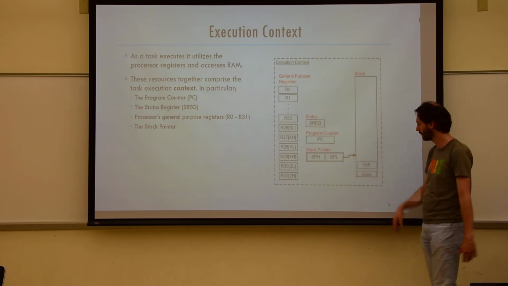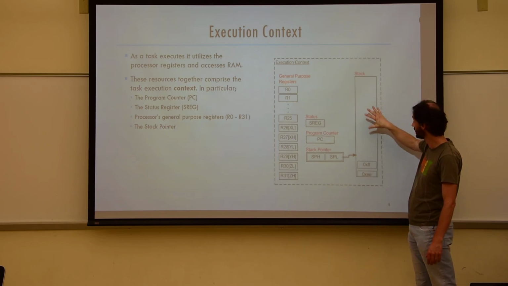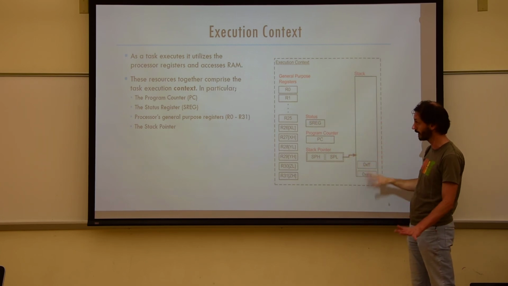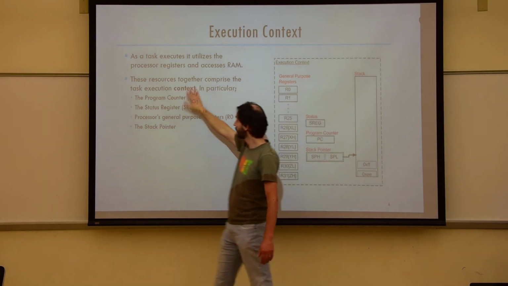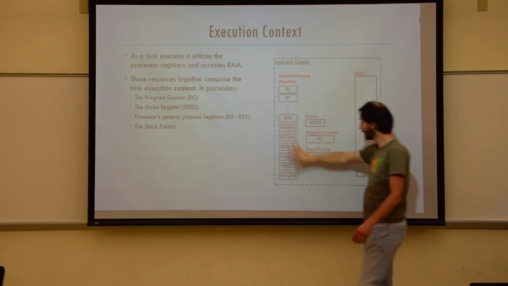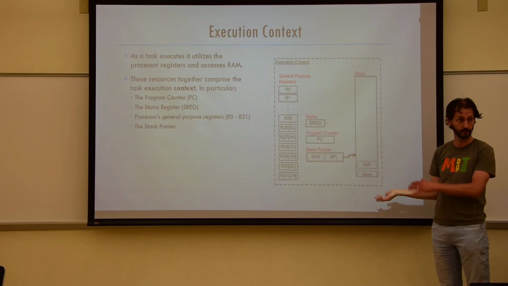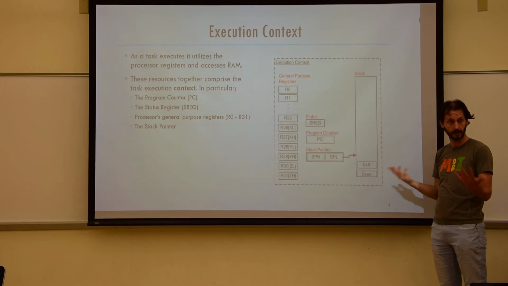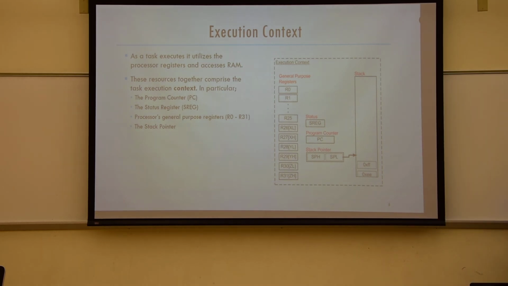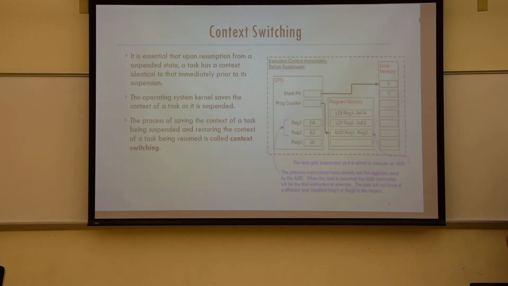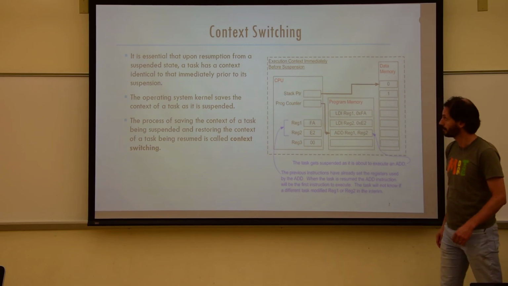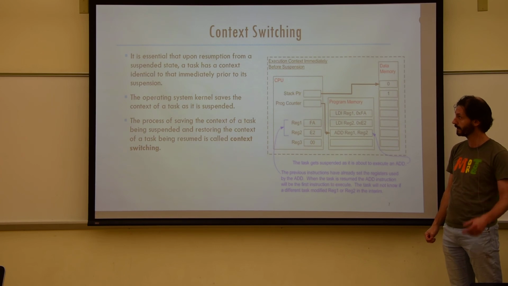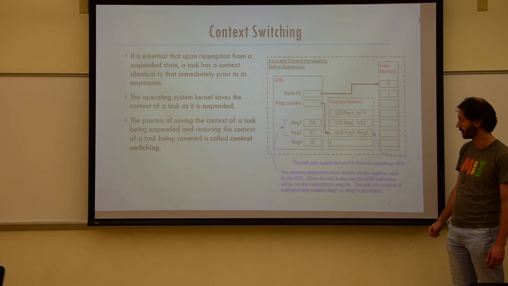But anyway, I'm digressing a little bit. The point is that this is the execution context, and if you want to context switch out a task, then we need to remember what this was, because you want to go back to the exact same state of the processor as where we left off. So that's context switching. It's essential that upon resumption from a suspended state, a task has a context identical to that immediately prior to its suspension.